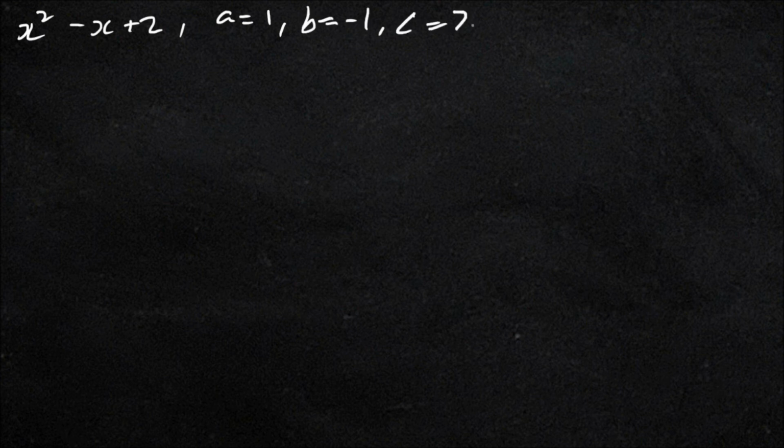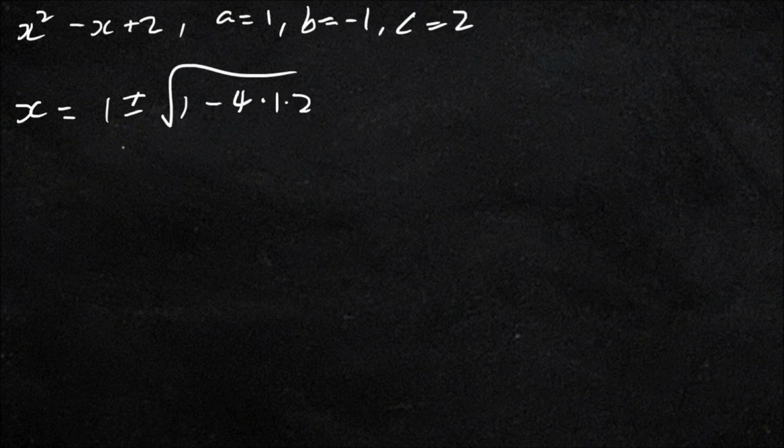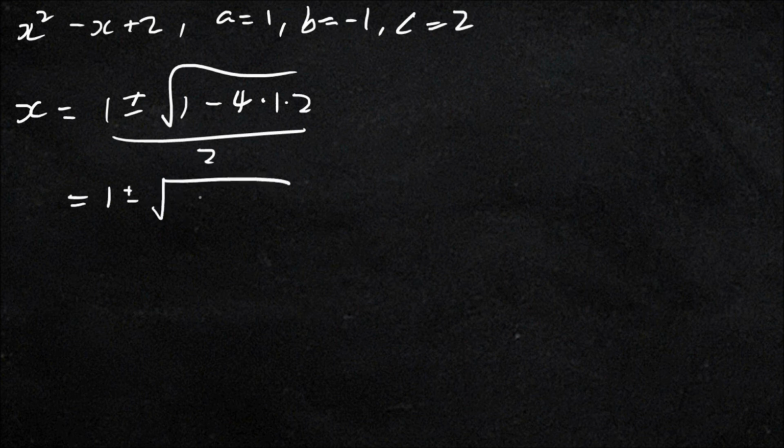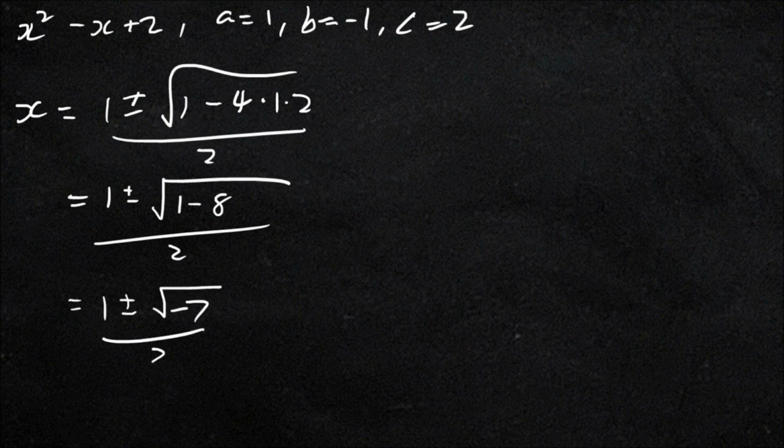x squared minus x plus 2. So here a equals 1, b equals minus 1, and c equals 2. Putting that in our formula, we get 1 plus or minus the square root of 1 minus 4ac, divided by 2a, which is 2. This would equal 1 plus or minus the square root of 1 minus 8, divided by 2, which is equal to 1 plus or minus the square root of minus 7, divided by 2.